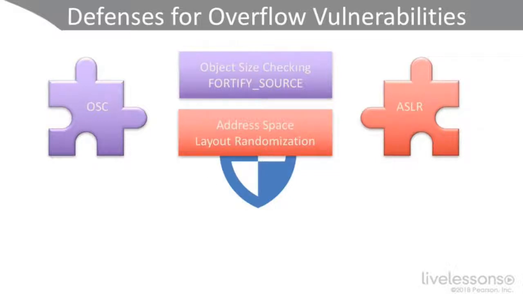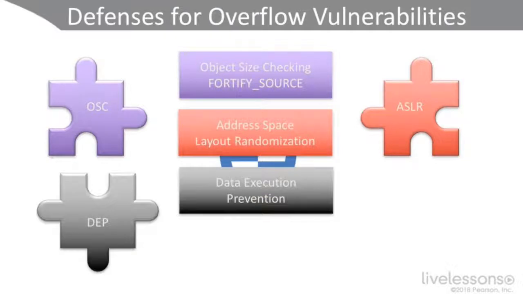Another thing you may run into is address space layout randomization. ASLR is a feature where every time you run a program, the program's memory will be randomized, so you won't know where your buffers are. You wouldn't know the location to jump into, because every time the program runs, it's randomized in memory.